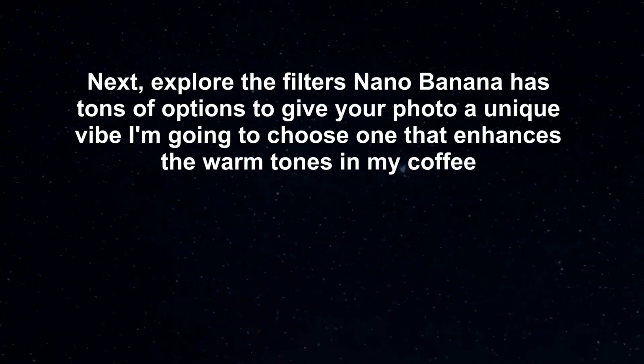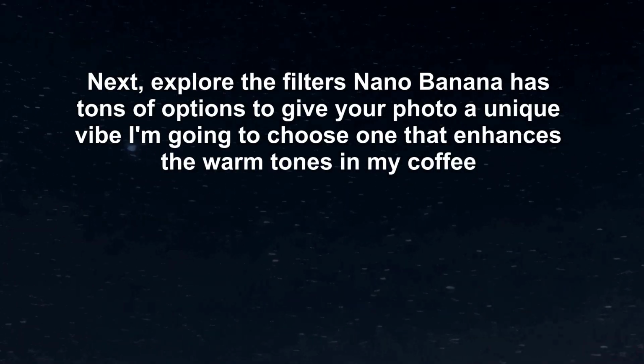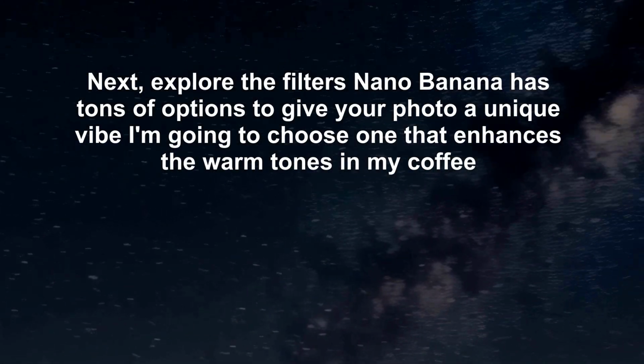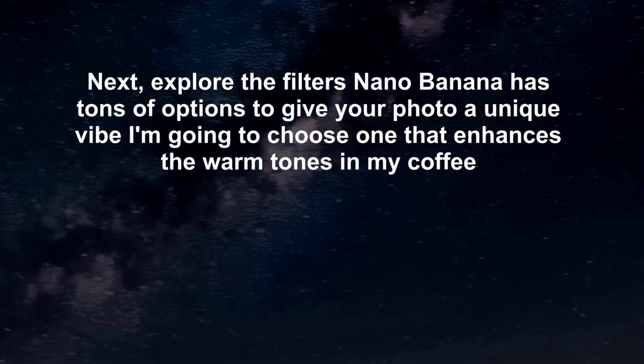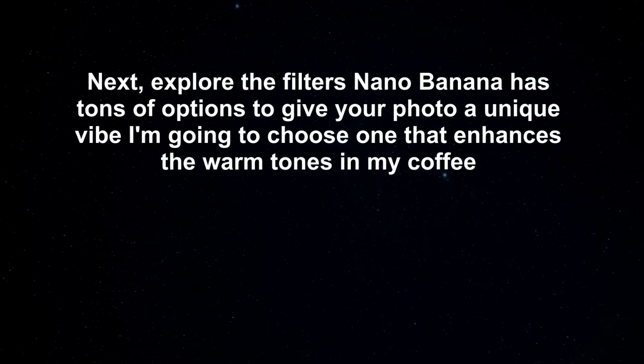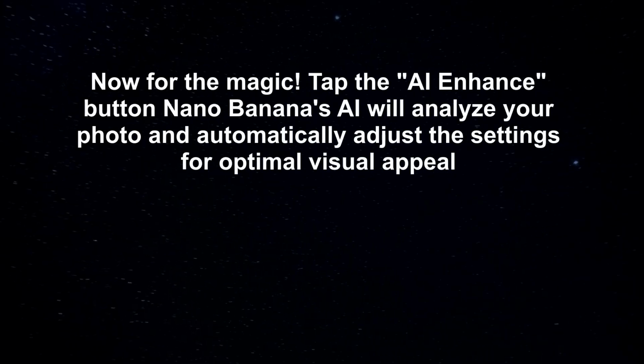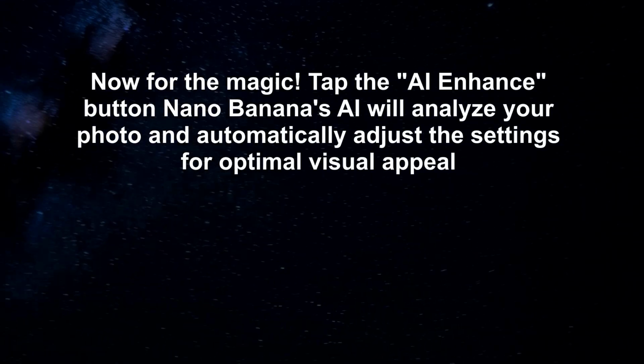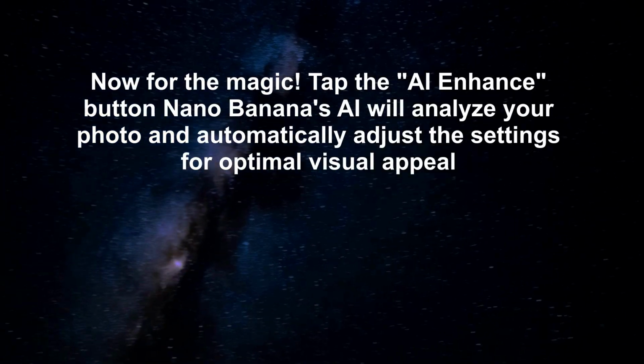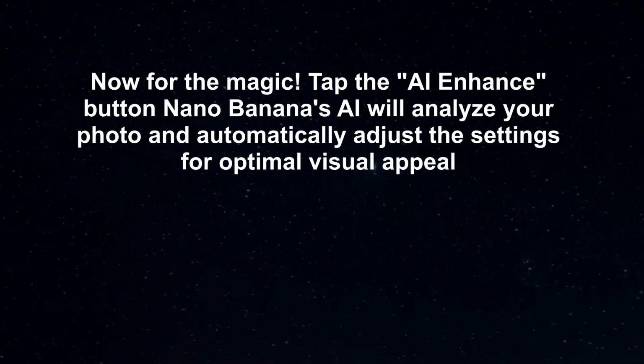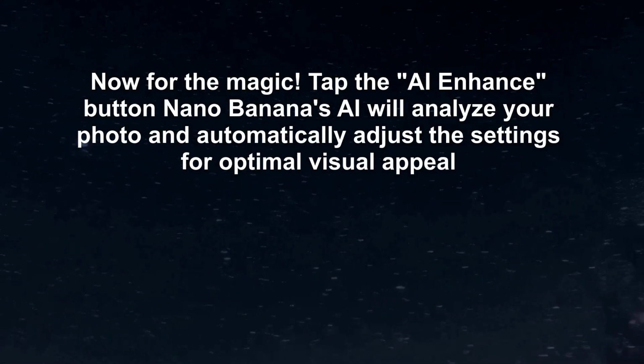Next, explore the filters. Nano Banana has tons of options to give your photo a unique vibe. I'm going to choose one that enhances the warm tones in my coffee. Now for the magic. Tap the AI Enhance button. Nano Banana's AI will analyze your photo and automatically adjust the settings for optimal visual appeal.